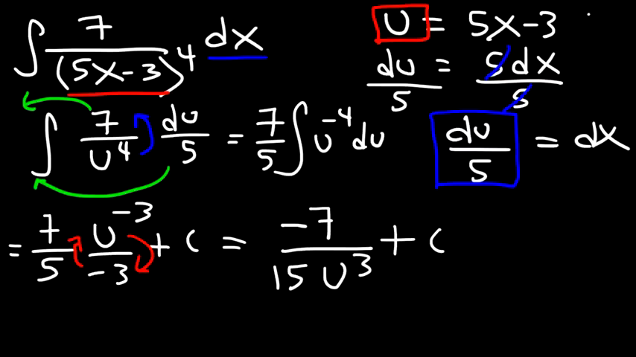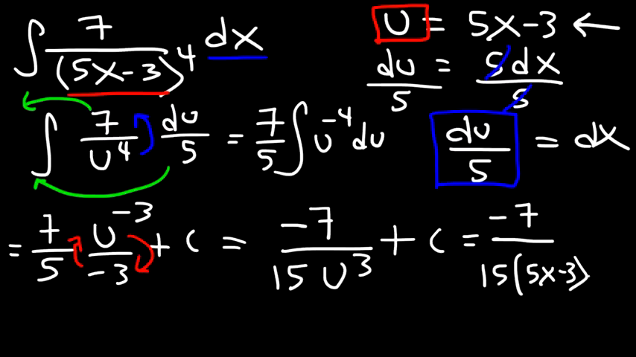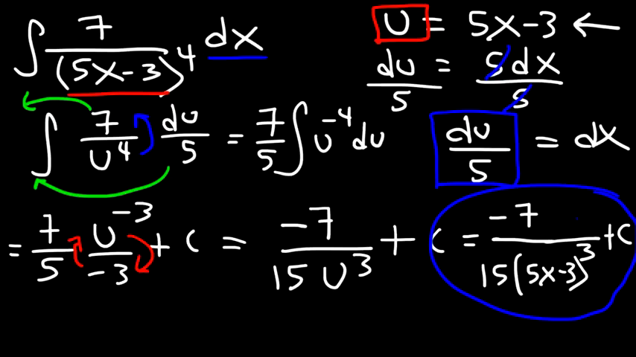Now the last step is to replace the u variable with 5x minus 3. And let's see if I can fit it here. So it's going to be negative 7 over 15 times (5x minus 3) to the third power plus the constant of integration. And so this is the final answer. That's all we need to do in that example.